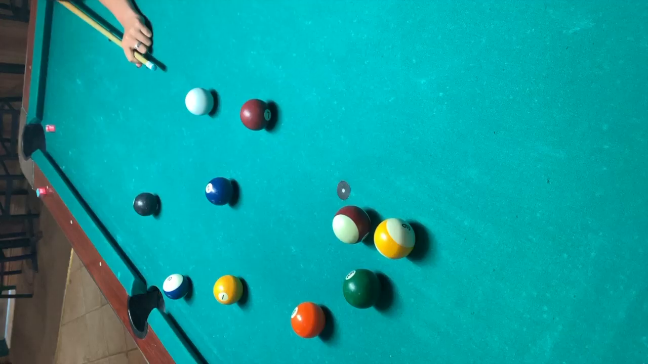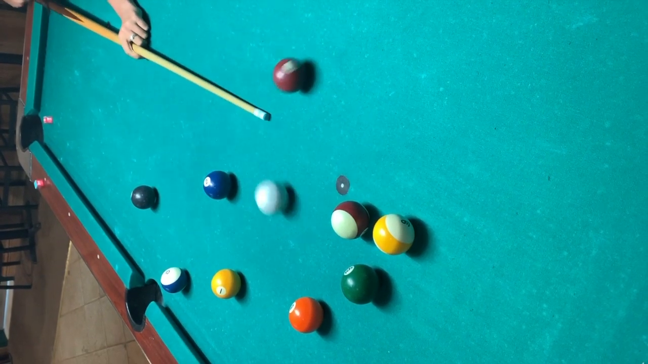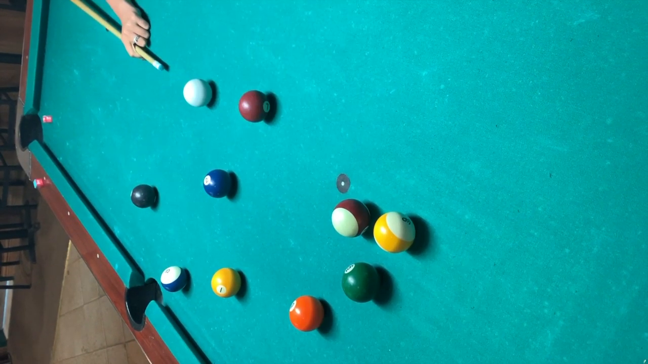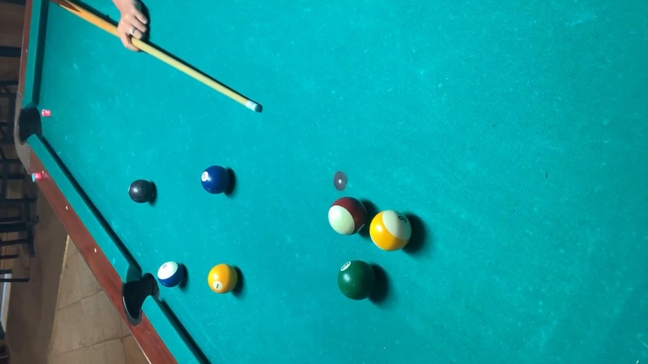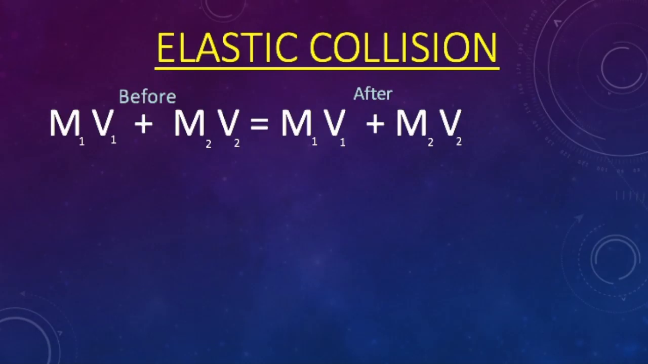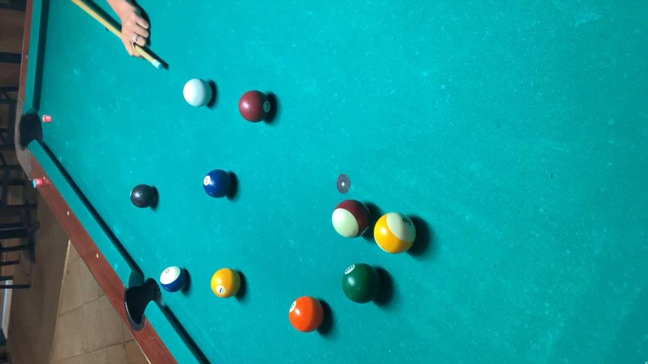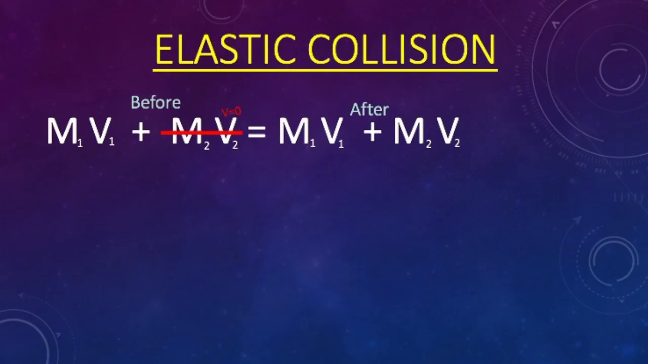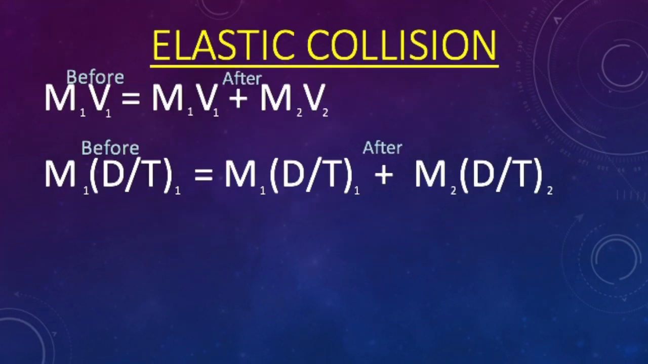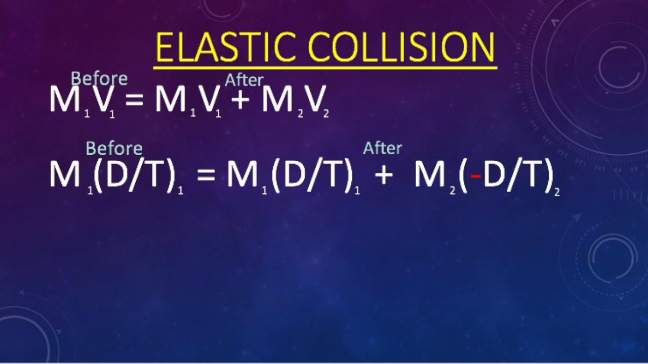When pool balls collide, they usually create an elastic collision. For example, after the white ball collides with the red ball, they go in opposite directions. In elastic collisions, the total momentum before the collision is equal to the total momentum after the collision. Since the red ball doesn't move until after the collision, the velocity equals 0, so that part cancels out. We use distance over time to calculate the velocity. Because the red ball moves in a negative direction, it'll have a negative velocity.